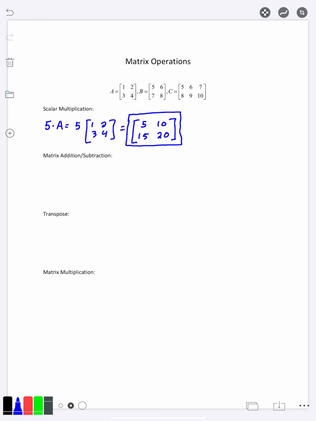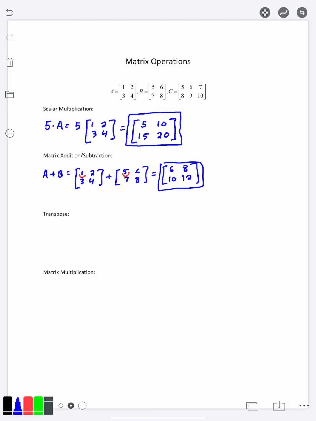The next is matrix addition and subtraction. This is also relatively straightforward. Suppose we want to do A plus B here. We write down our two matrices, and then we want to add them. We just add up corresponding elements. So for example, upper left plus upper left, 1 plus 5 gives me 6. Adding upper rights, 2 plus 6 is 8, 3 plus 7 is 10, and 4 plus 8 is 12, and that would be the answer.